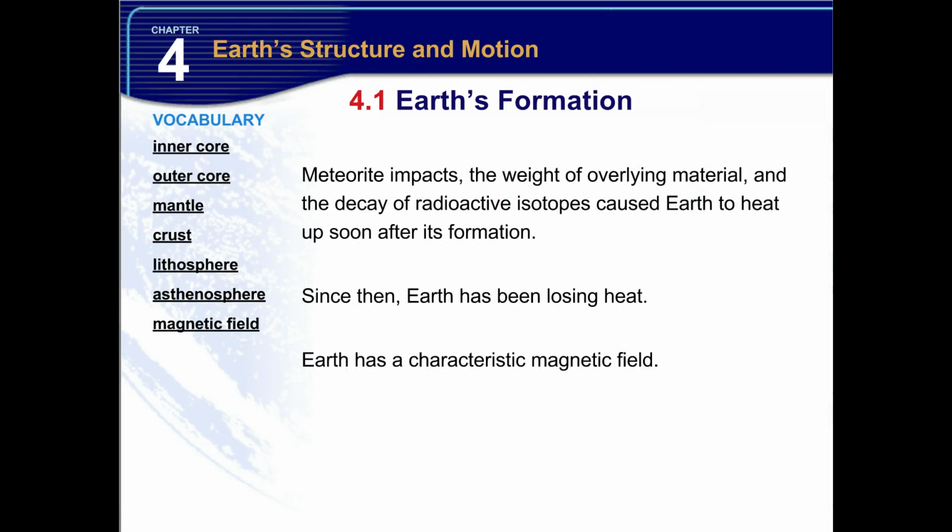Now, meteorite impacts, the weight of overlying material, and the decay of radioactive isotopes caused Earth to heat up very early on in its formation. Since then, it's been losing heat, it's been getting cooler, and those don't have as much of an impact on its temperature. Earth has a characteristic magnetic field that we will discuss.